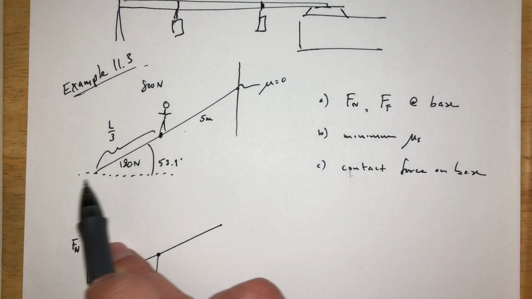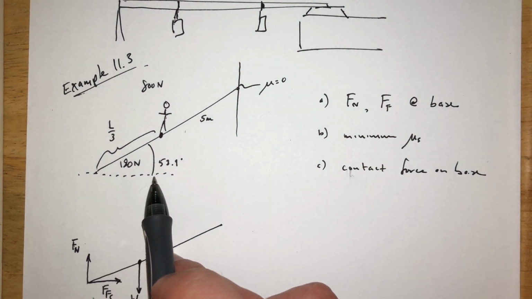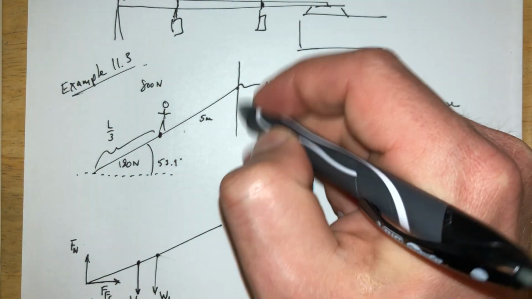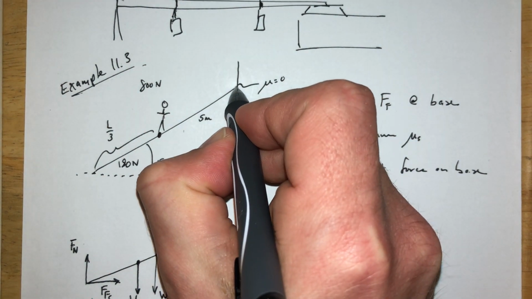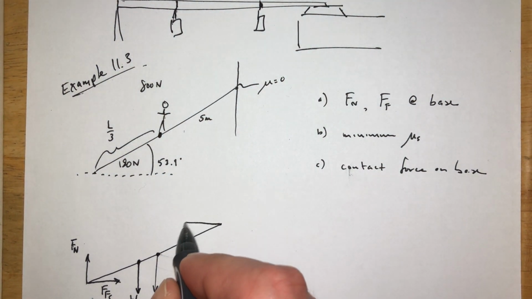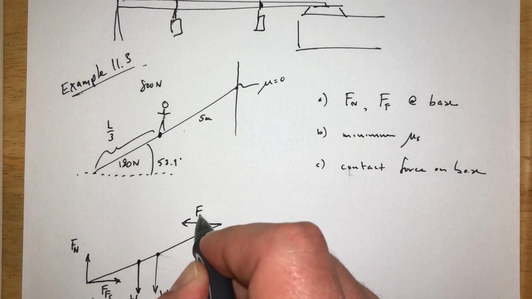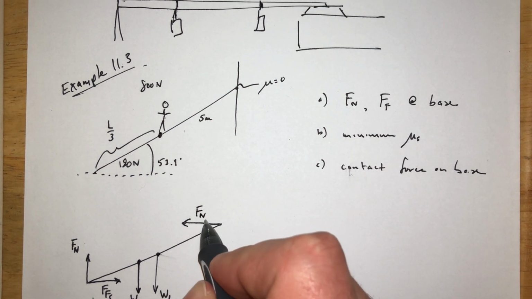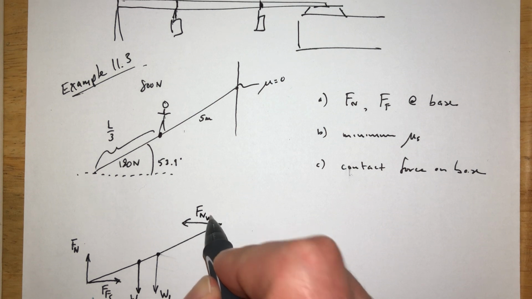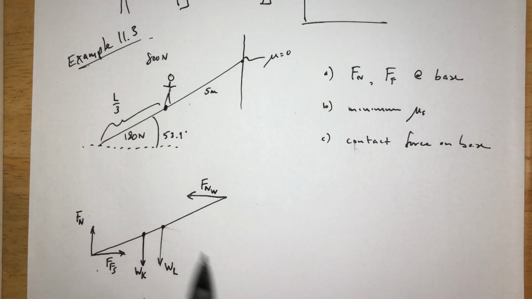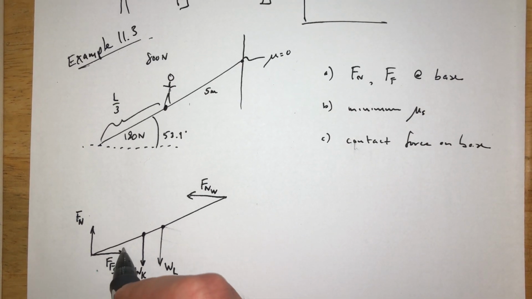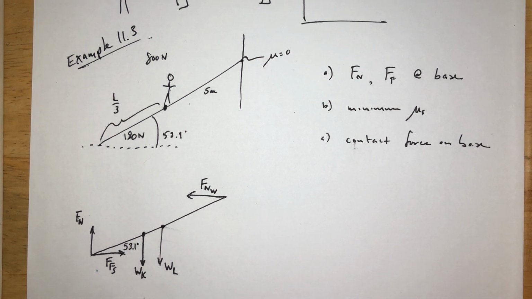The answer is the ground isn't the only surface interacting with the ladder. There's also the castle wall. There's no friction, but there might still be a normal force from the wall. Okay. Last thing I want to include here is the angle, 53.1 degrees. Okay, and now we can start writing some things down.